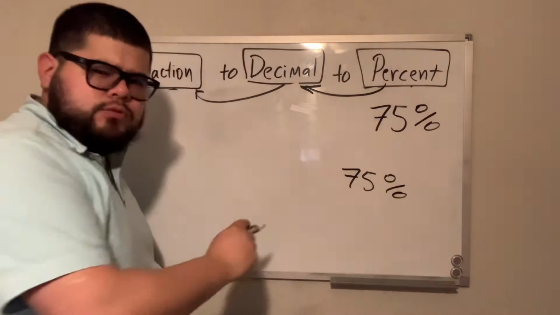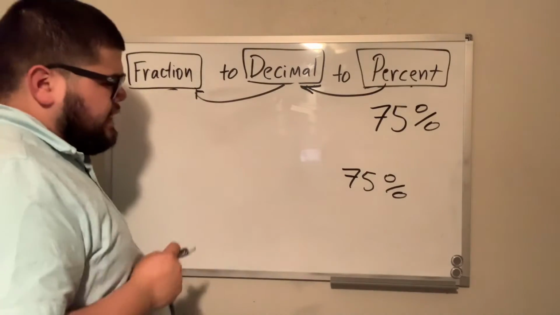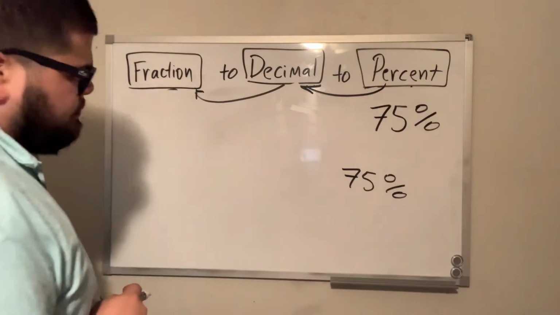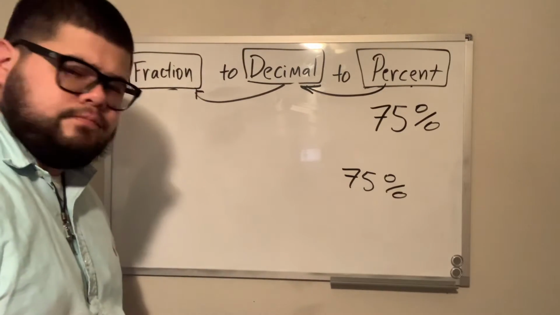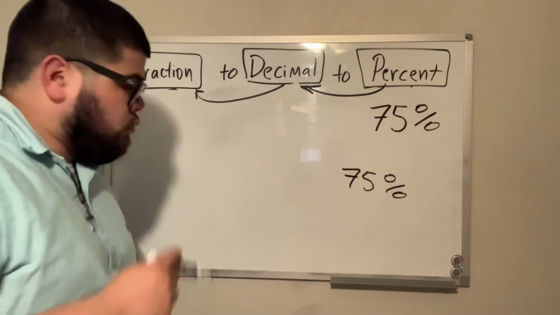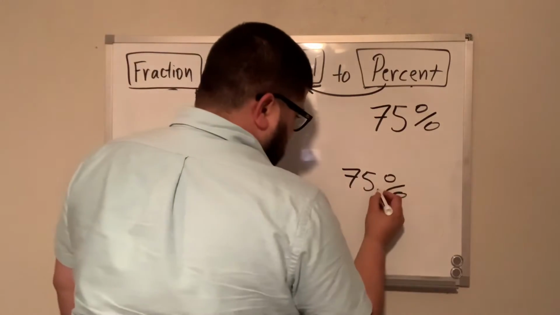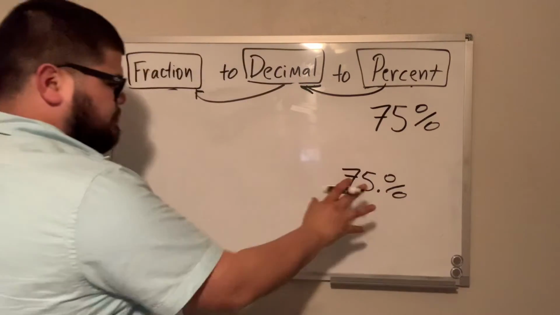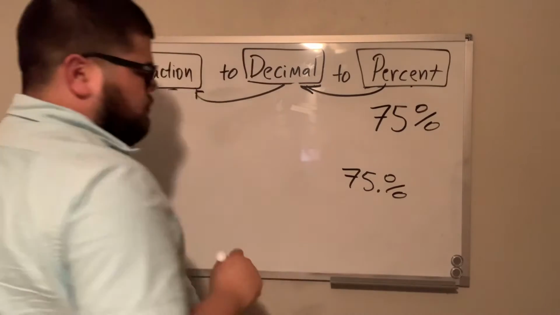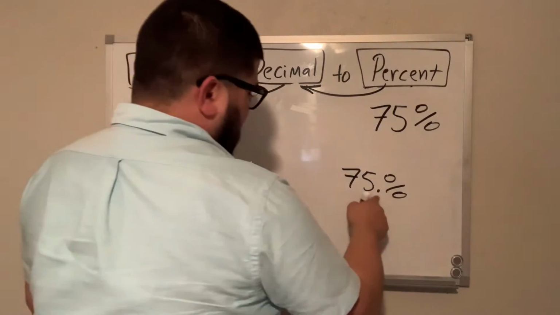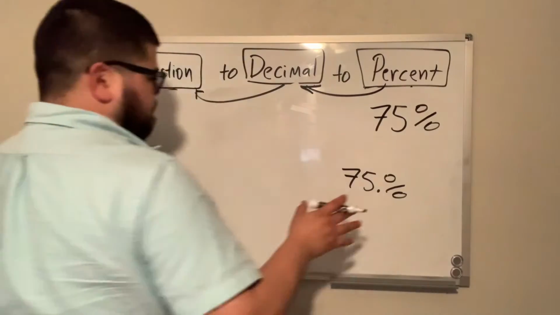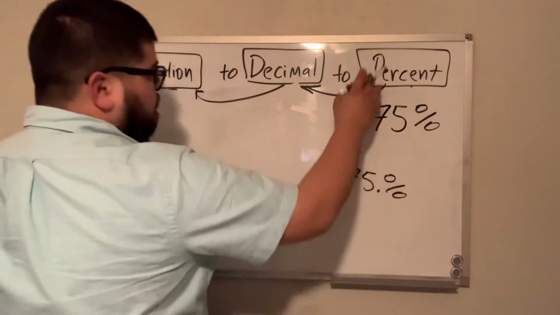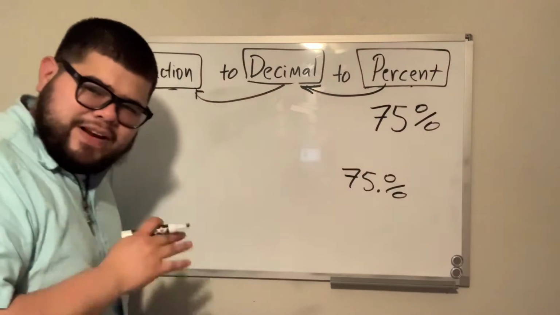Where is the decimal? Between the what and the what? Right now, it's between the 5 and the percent sign, right? I know this is a percent, but we still have a decimal there because you can actually read this as 75.0%, right? 75.0%.